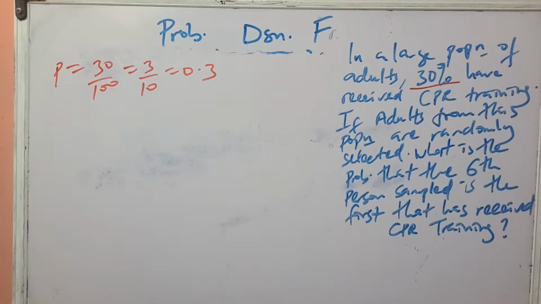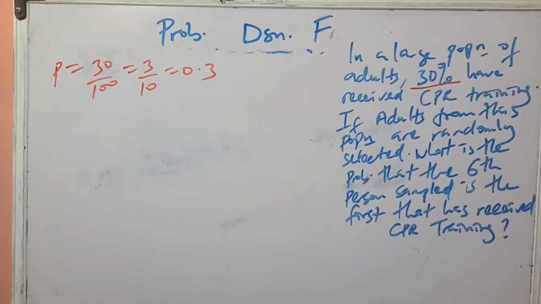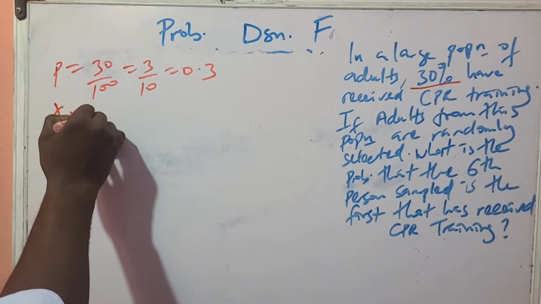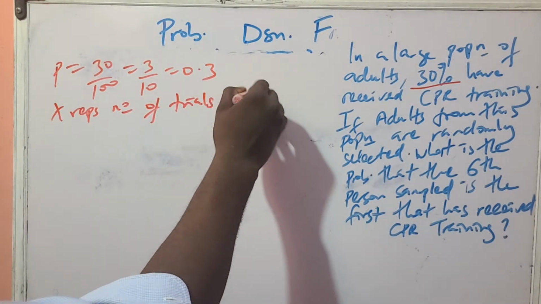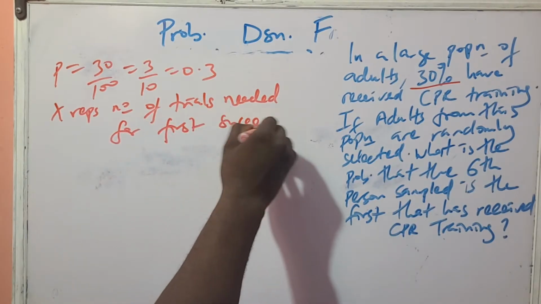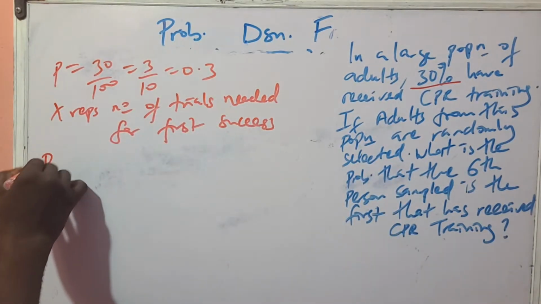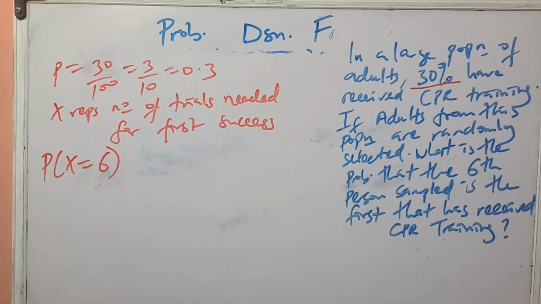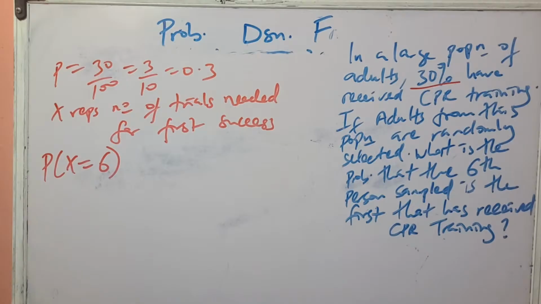All right. So looking at this now, don't forget, X here doesn't represent the number of successes, as I've been stressing. X here represents the number of trials needed for the first success. And in this case, the question said the number of trials was 6. So the probability of X equals 6 is what you are trying to find. What's the probability that it was at the sixth trial that you got your first success?